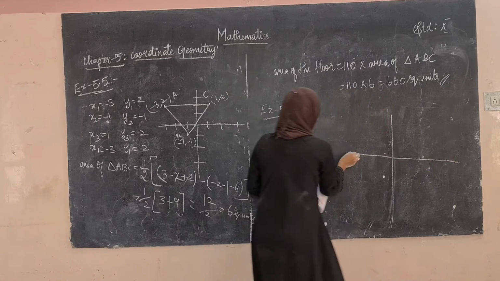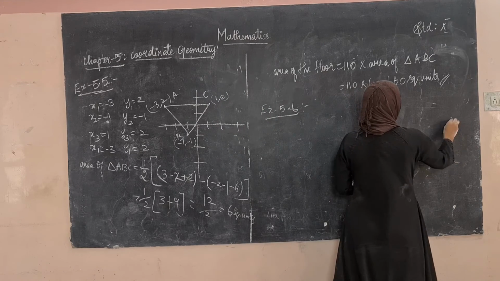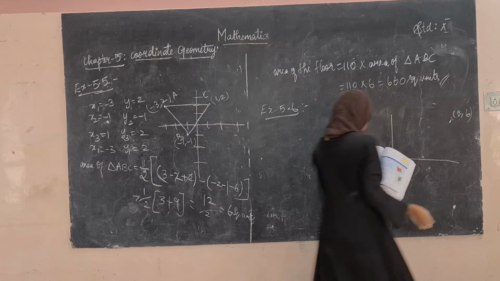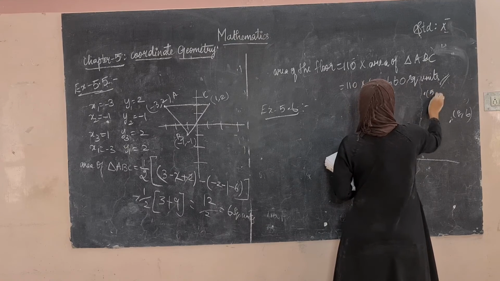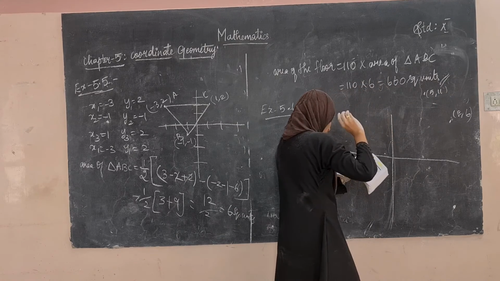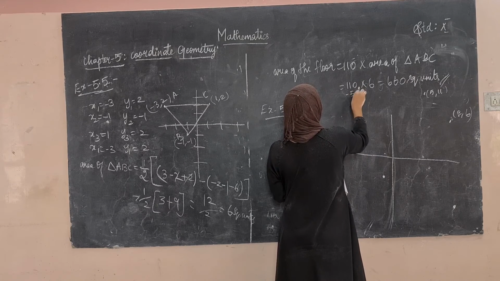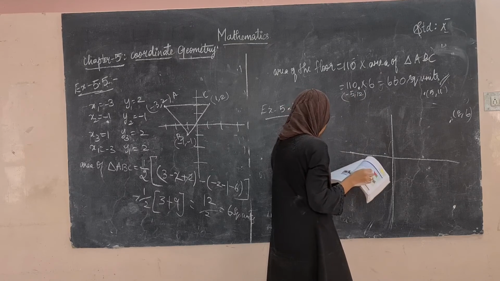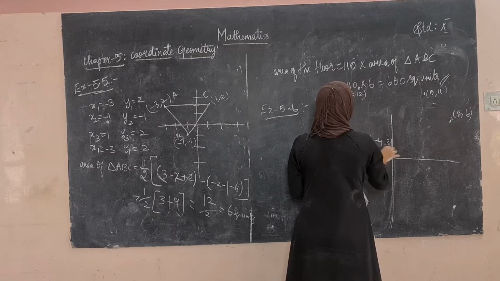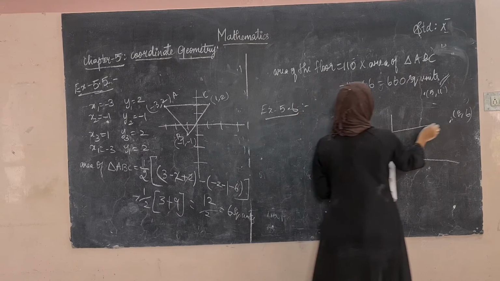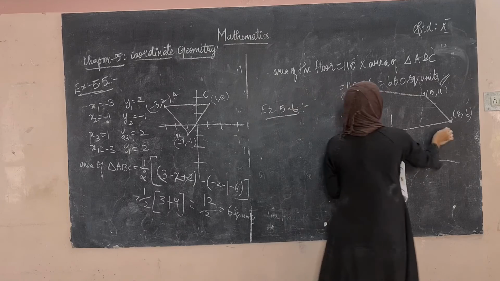For that, what you have to do? You have to first mark the points. First point is 8, 6, so 8, 6 will be here. Second point is 5, 11, so 5, 11 will be here. Third point is minus 5, 12, minus 5, 12 will be here. And the fourth point is minus 4, 3. So the diagram will be like this. The quadrilateral will be like this. So this is A, this is B, this is C, and this is D.